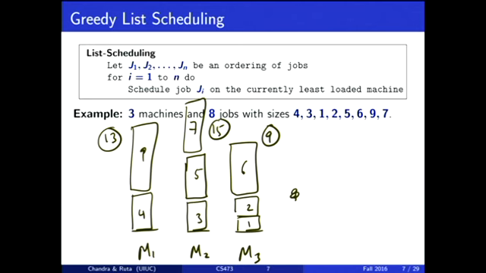All right. How good is this algorithm? Will it always give an optimum schedule? You can easily convince yourself of examples where it won't give the optimum schedule. Can you prove something about how good the algorithm is? What is the maximum load of this algorithm, called the makespan, compared to the optimum possible?